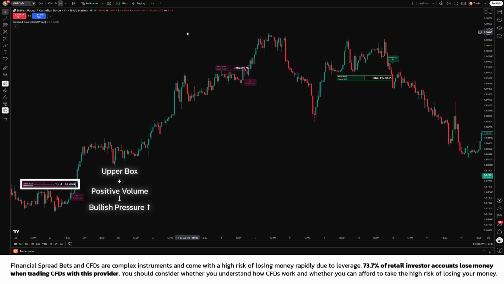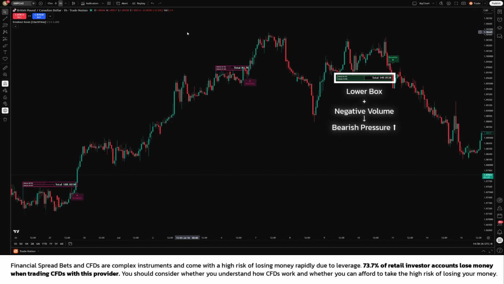If price is pressing against an upper box and positive volume is building, the breakout attempt may have more support behind it. If negative volume dominates near a lower box, bearish pressure may be more active.